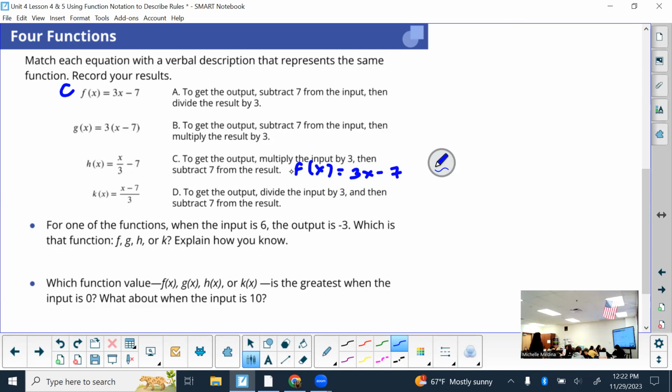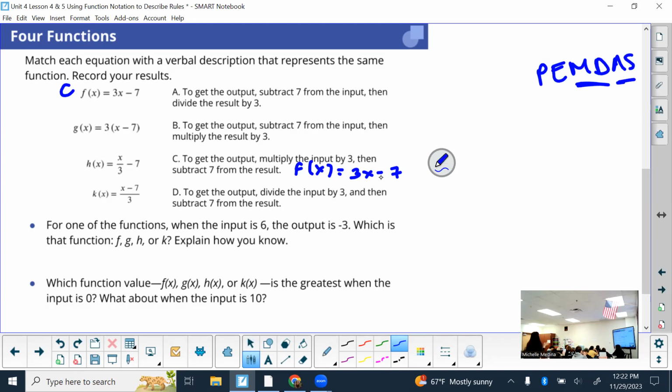All right, so to get the output, you multiply the input by 3, then subtract 7 from the result. So yeah, according to our order of operations, you would have to multiply before you subtract. So the way that this is written looks good to me.